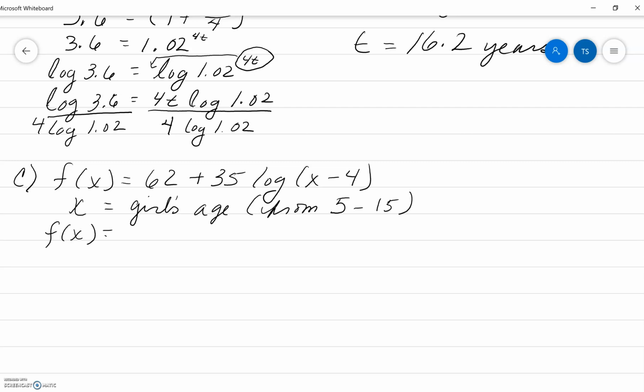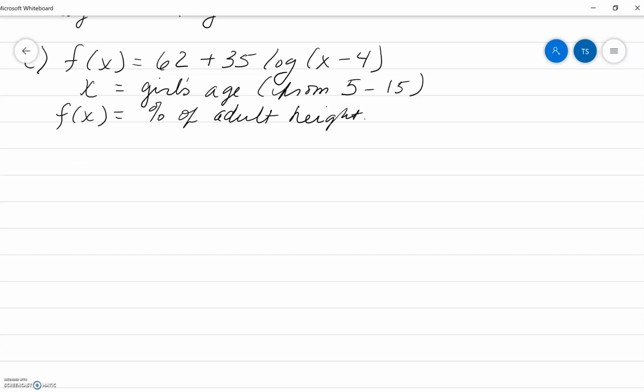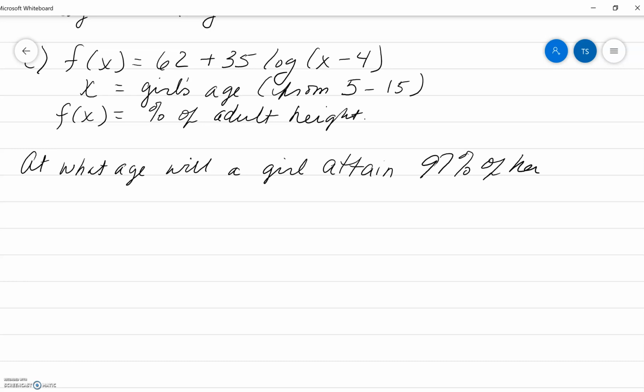And f of x, this function, is going to equal the percent of the adult height. So my question is, we're going to use this function: at what age will a girl attain 97% of her adult height?